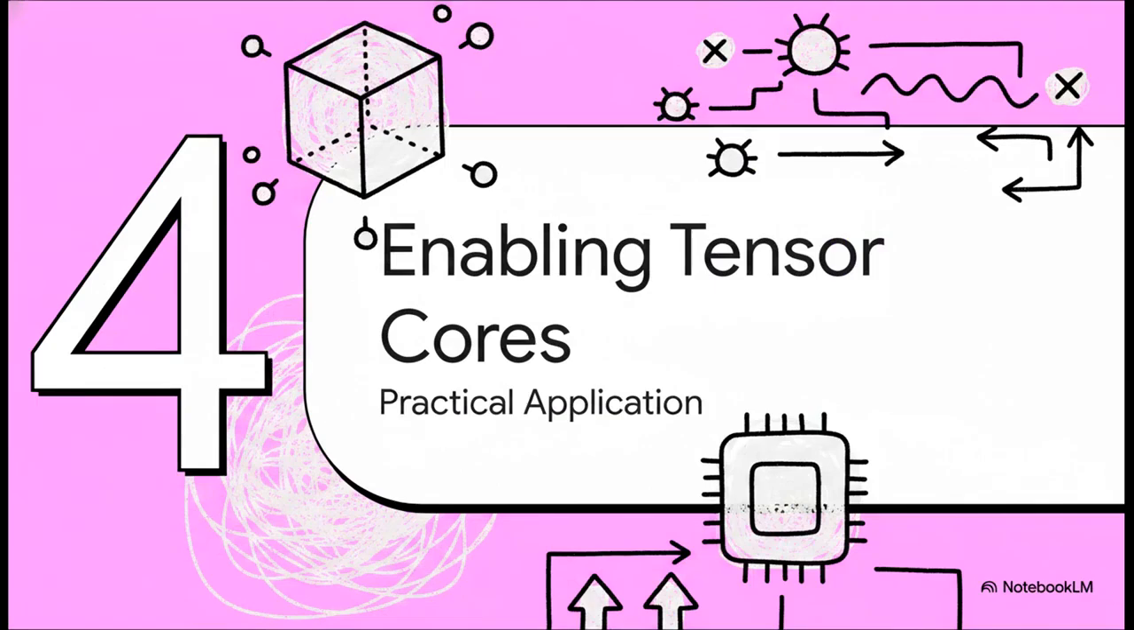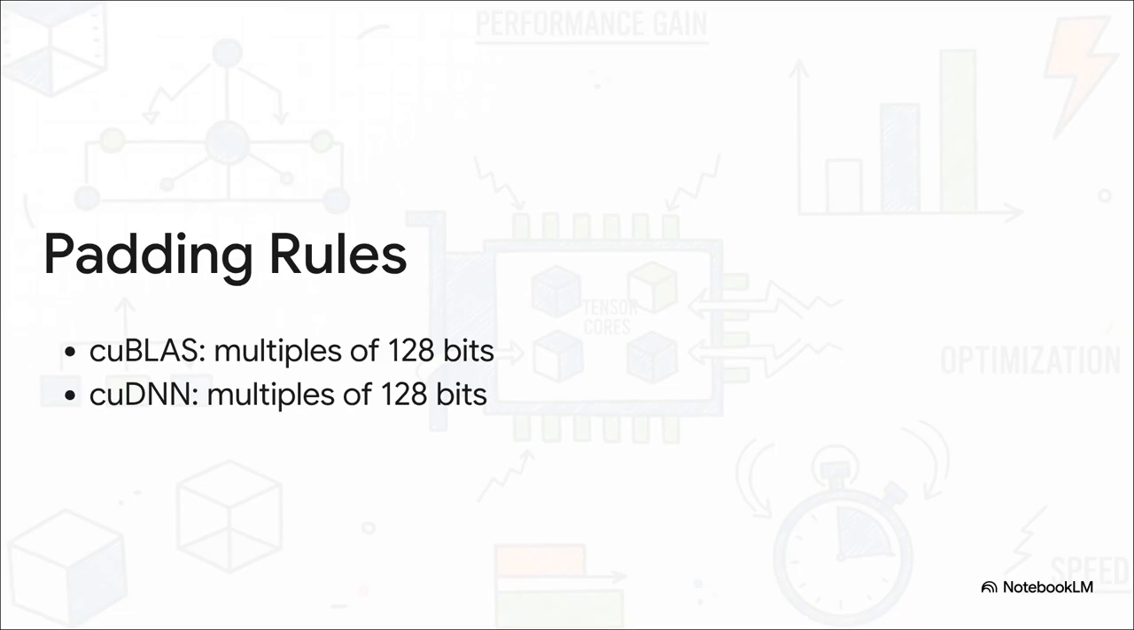Which brings us to Section 4, enabling tensor cores properly. Understanding that 128 flop power is awesome, but for practical software application, we need to know the API gotchas. Tensor cores don't just automatically turn on for every workload. To successfully trigger them using libraries like cuBLAS or cuDNN, you have to follow some pretty strict padding rules.